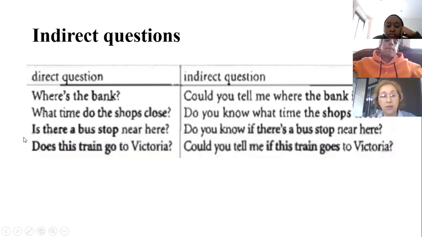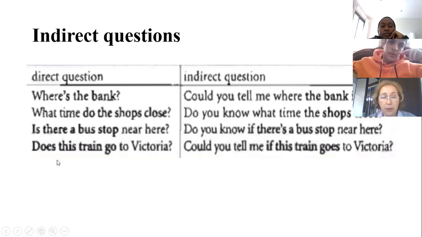The next example, is there a bus stop near here? This is the so-called general question or yes/no question, the question that is asked about the whole sentence, and we answer yes or no. And when we change it into an indirect question, we should add if. Do you know if? Then we change the order of words. Instead of is there, we use there is. Do you know if there is a bus stop near here?